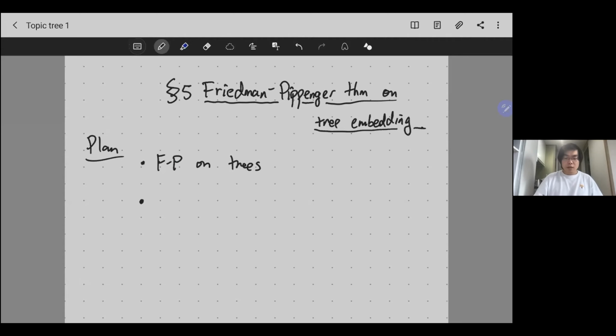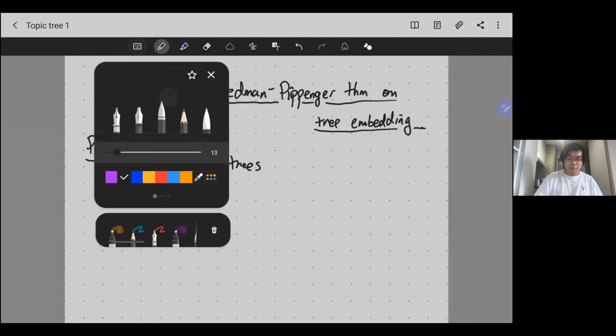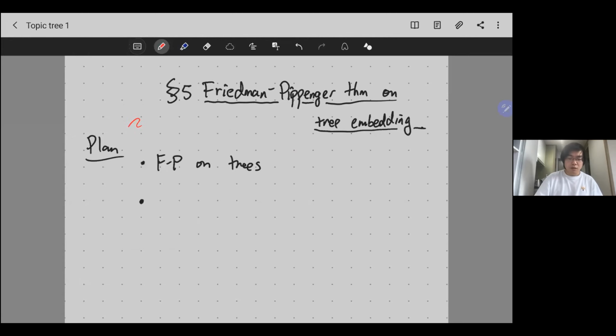Oh, by the way, all trees have bounded maximum degree, okay? The whole time, we will just talk about bounded degree trees. We will not talk about trees with high maximum degree, going beyond constants.